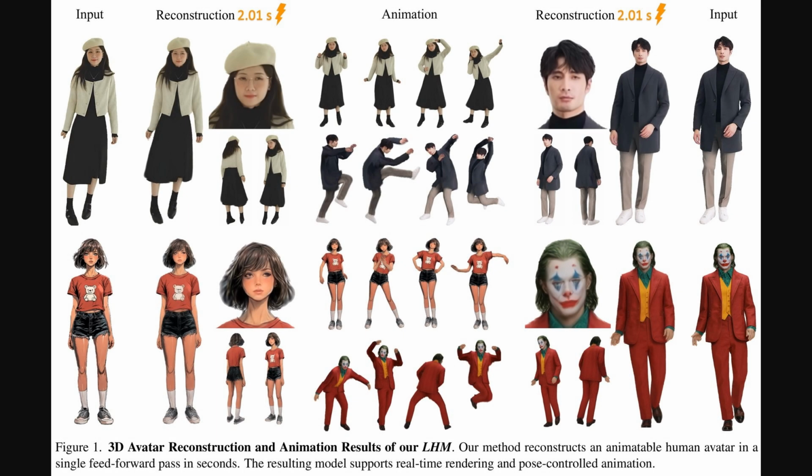Yeah, so looking at the first figure here, we can really see what they mean. It shows several examples. You get the input photo, and then bam, the reconstructed 3D avatar. They even highlight the speed, like just over 2 seconds for one example there. And importantly, you can see these aren't just static models. They show the avatars animated into various poses, demonstrating that animatable quality they're aiming for, all generated from just that single input image. It really gives a sense of the kind of results this LHM model can produce.